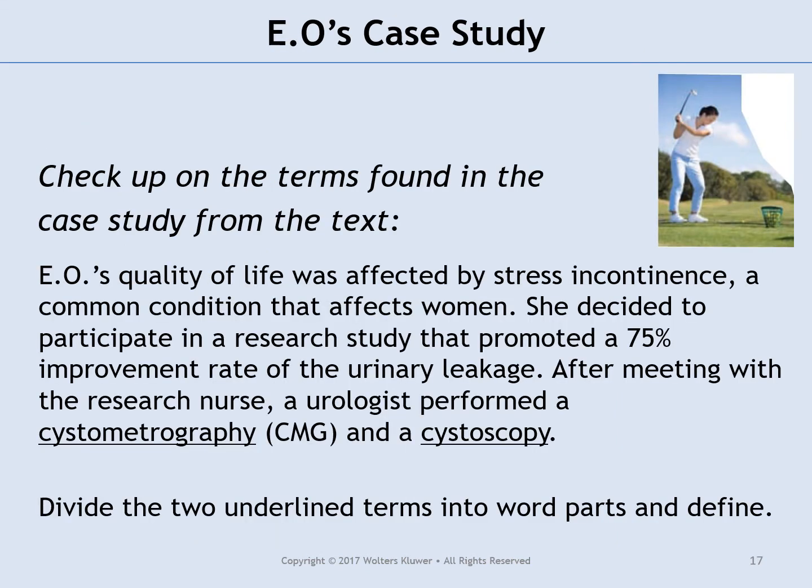So let's look at a case study here. EO has a quality of life that's being affected by stress incontinence. She decided to participate in a study that promoted a 75% improvement rate of urinary leakage. After the appointment with the research nurse, a urologist performed a cystometrography, or CMG, and a cystoscopy. Let's take a look at what those two words mean.